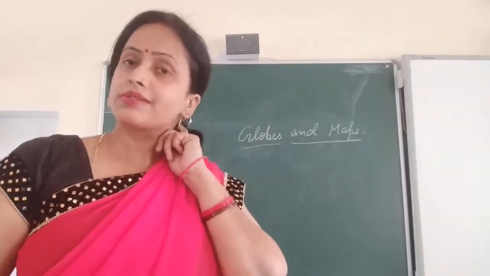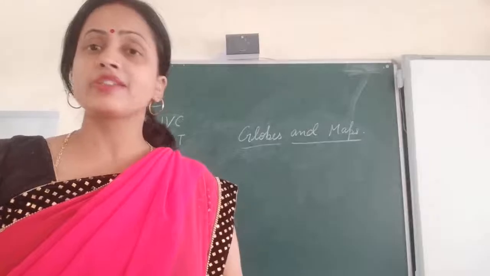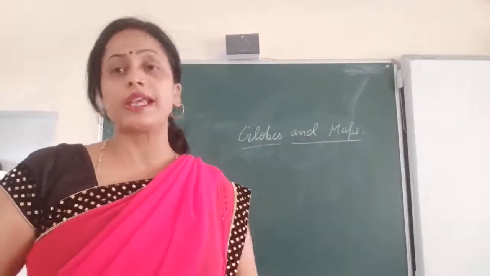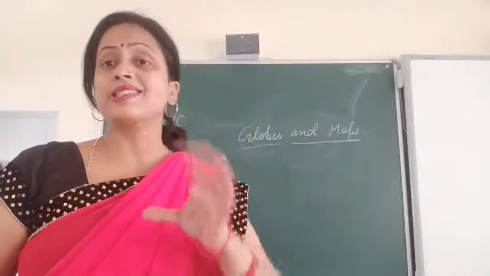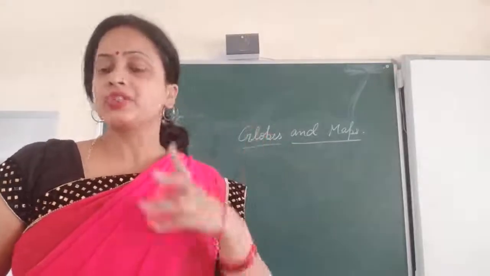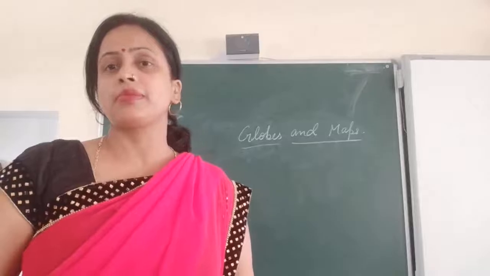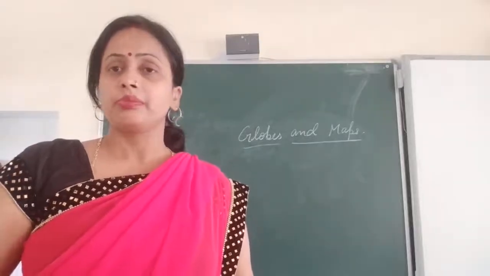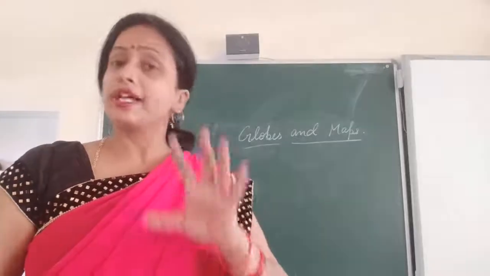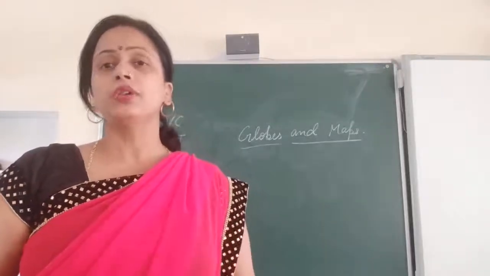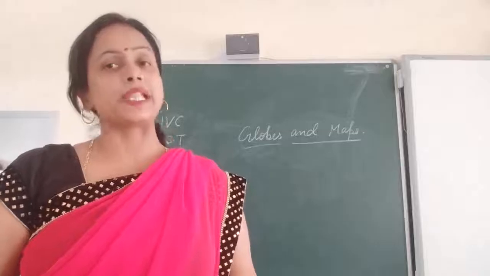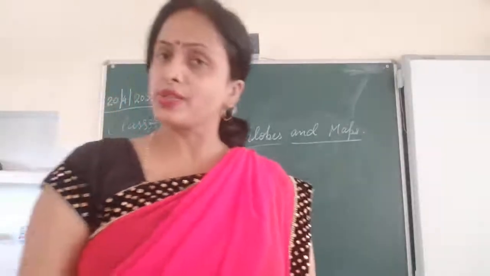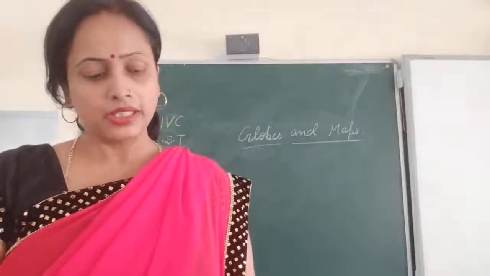Globe represents the earth, and this is a small model of the earth. It has a spherical shape. So this is the name of the chapter, globe and map. And map, what is map? Map is a flat piece of paper which helps us to know the places and areas, and it represents the earth. It is helpful to represent the earth.